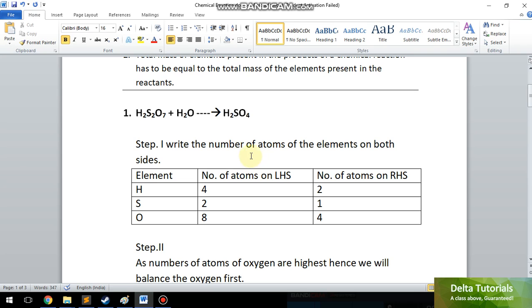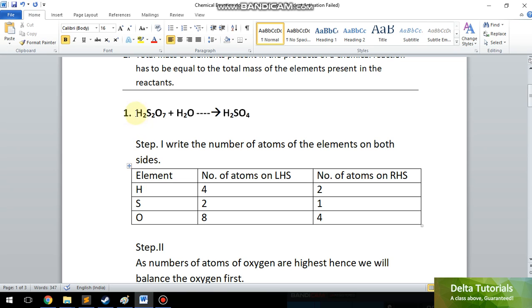Now the very first step will be, we will write the number of atoms of the elements on both the sides. First of all, we will see how many elements are present. H, that is hydrogen, S means sulfur, and O means oxygen. Apart from these three elements, no other element is present. So we have written the symbols of these three elements. Then let us check the number of atoms on the left hand side, that is the reactant side, and on the product side.